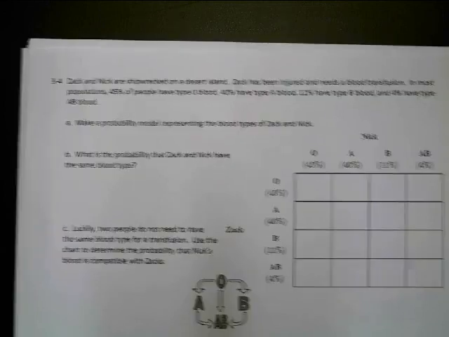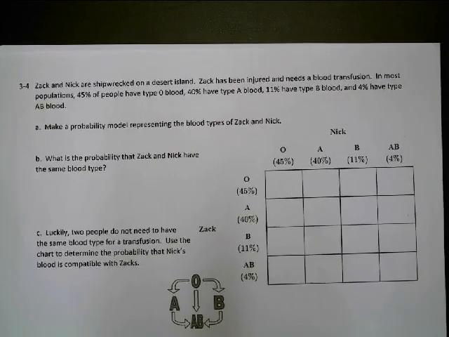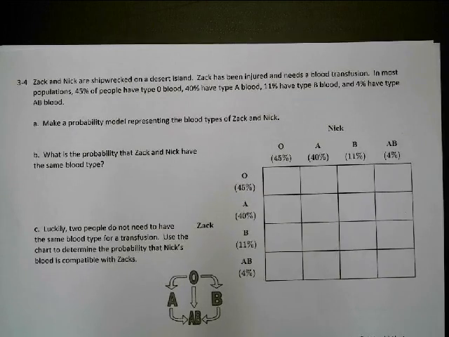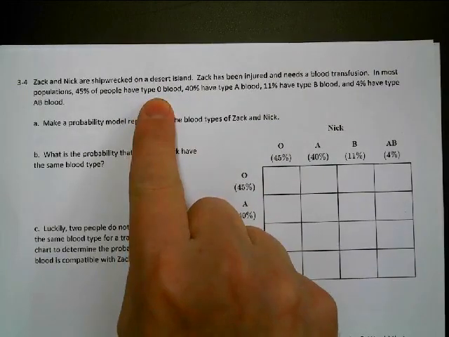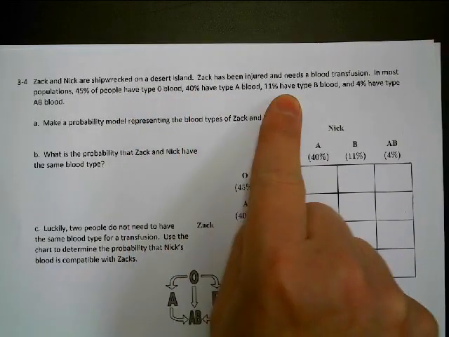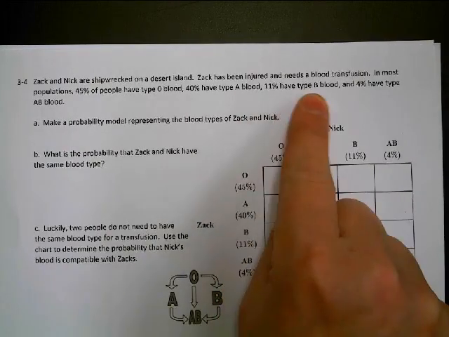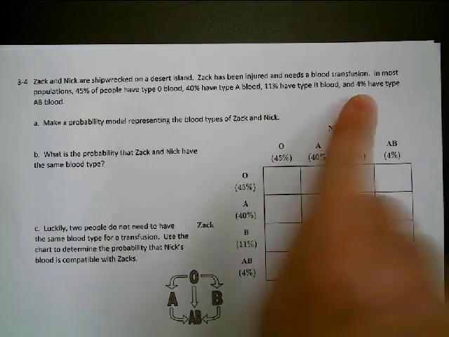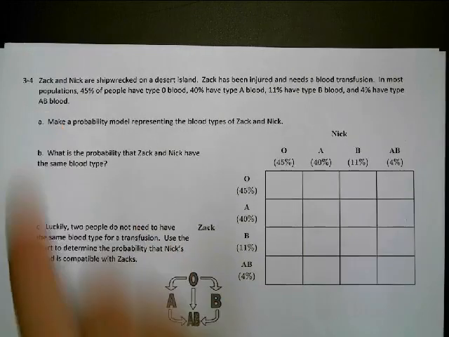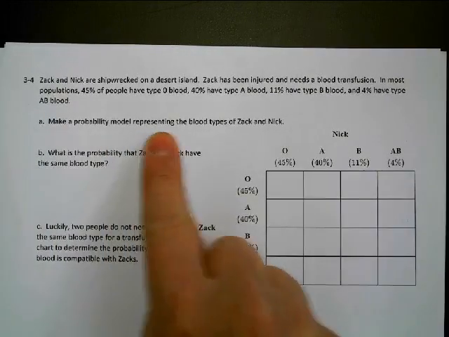All right, Zach and Nick are shipwrecked on a desert island. Oh no. Zach has been injured and needs a blood transfusion. In most populations, 45% of the people have type O blood, 40% have type A, 11% have type B, and 4% have AB blood. All right. Make a probability model representing the blood types of Zach and Nick.